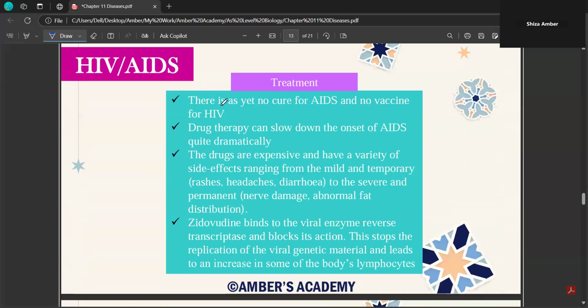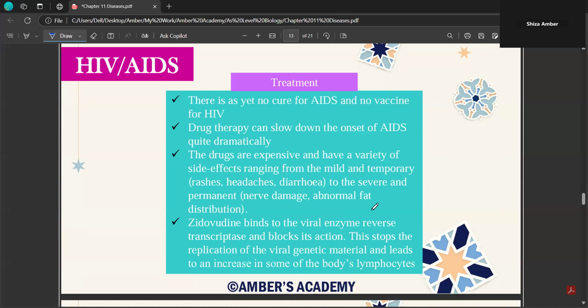Then the treatment: there is as yet no cure for AIDS and no vaccine for HIV. Drug therapy can slow down the onset of AIDS quite dramatically. The drugs are expensive and have a variety of side effects ranging from mild and temporary to severe and permanent. And then there's the drug zidovudine. It binds to the viral enzyme reverse transcriptase and blocks its action.